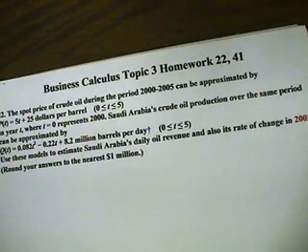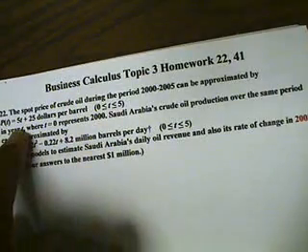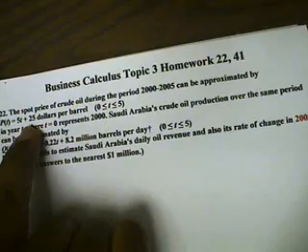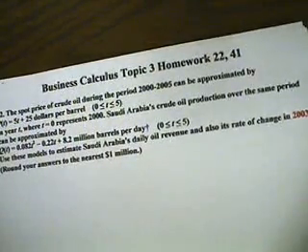This is Calculus, Topic 3, Homework Problems 22 and 41. The spot price on crude oil during 2000 to 2005 can be approximated by the function here: P equals 5T plus 25, and that'll be dollars per barrel.